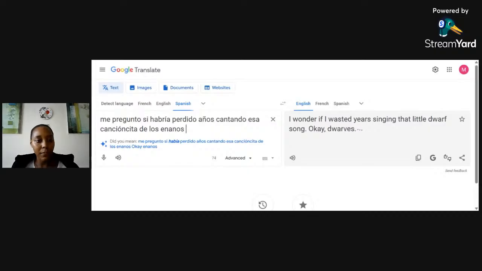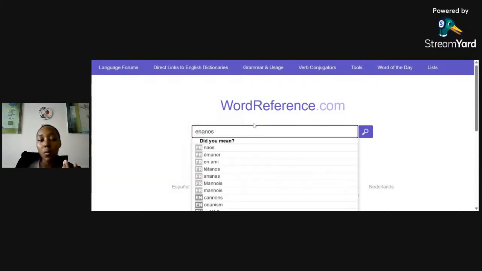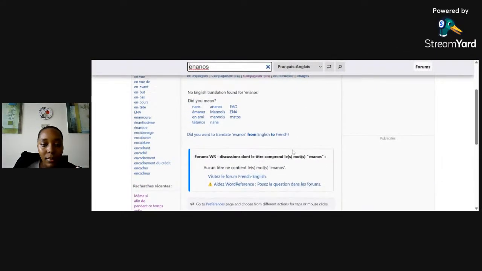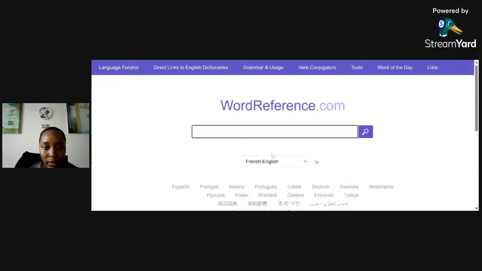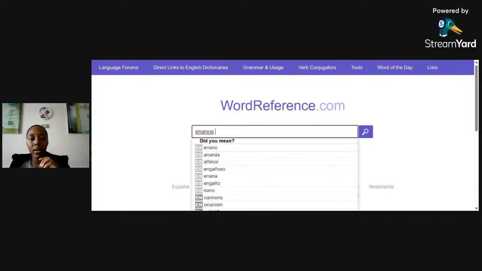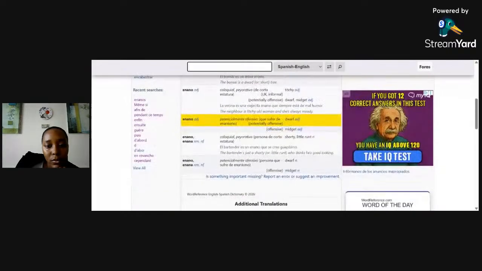And then this is when I started talking. Okay, so enanos, I don't know that word. And, dwarves? And then when I see something that's a little strange to me, that's when I'll go to WordReference and double check, because words have multiple meanings. It's not even in here. Oh, wait, am I still in French on here? Yeah, I am. French is the last language I was dealing with. Where is Spanish? Somebody tell me where Spanish is at. Spanish to English. Okay, enanos. Dwarf, short. Okay, dwarf.